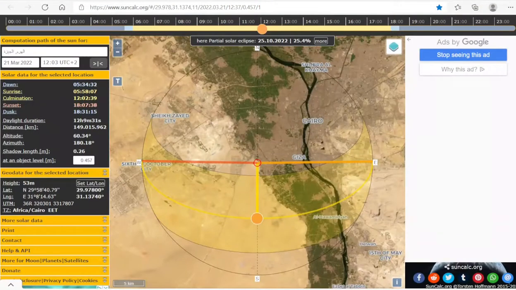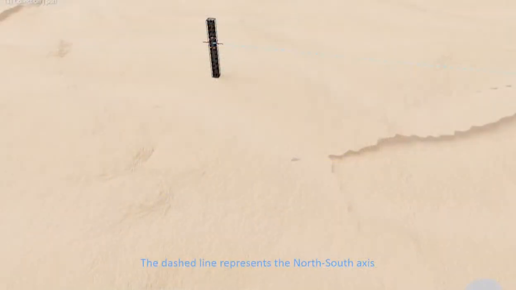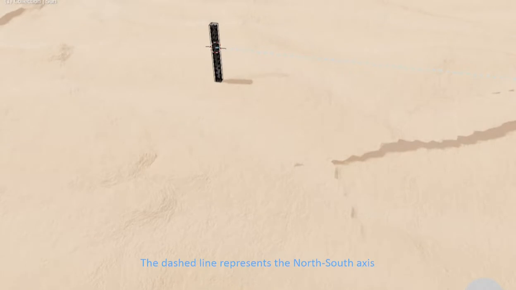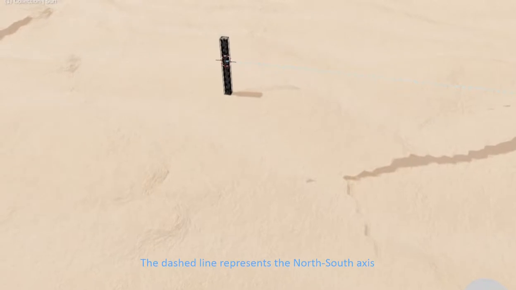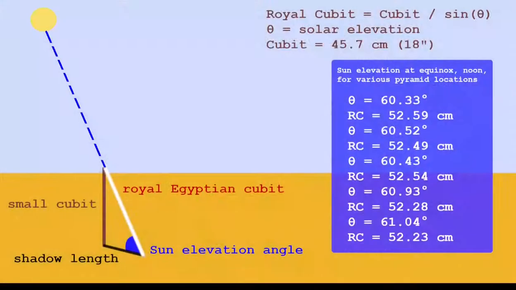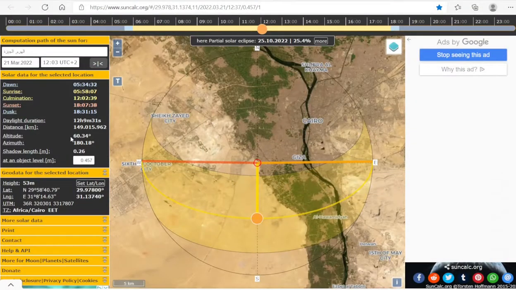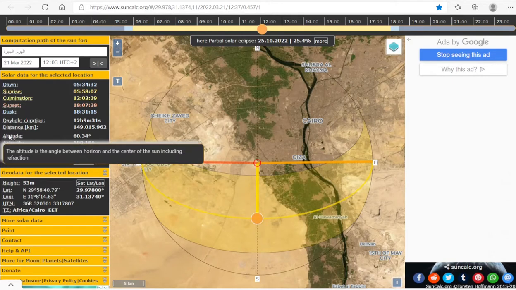During equinox, at Giza, the solar elevation at noontime, when the shadow is smallest, is exactly 60.33 degrees. Watch this simple animation. The wooden pole is 45.7 centimeters. Given a 60.33 degrees angle, this means that the shadow is 26.03 centimeters. But this also means that the ray of light coming from the sun, that creates a right triangle with the wooden pole and the shadow, is 52.59 centimeters. Let us say that, by coincidence, the length of the ray matches the length of a cubit rod, like the ones found in ancient Egyptian tombs.